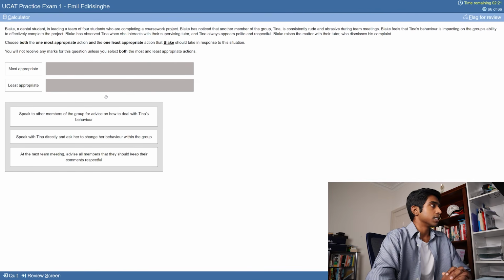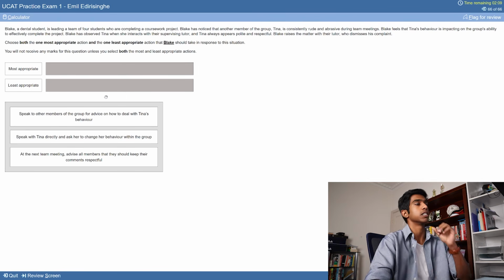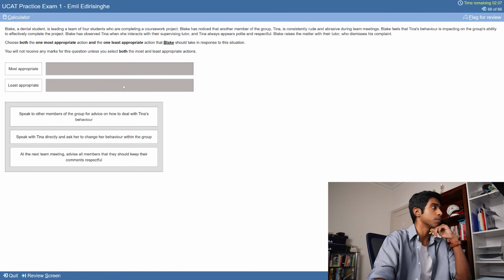Okay, Blake is leading a team of 4 students. Notice that one of the members is consistently rude and abrasive, and it's impacting the group's ability. She's always polite and respectful when talking to the tutor, and Blake raises the matter with the tutor who dismisses the complaint.